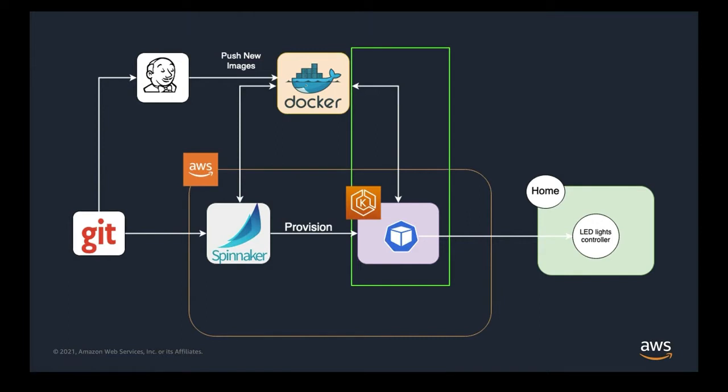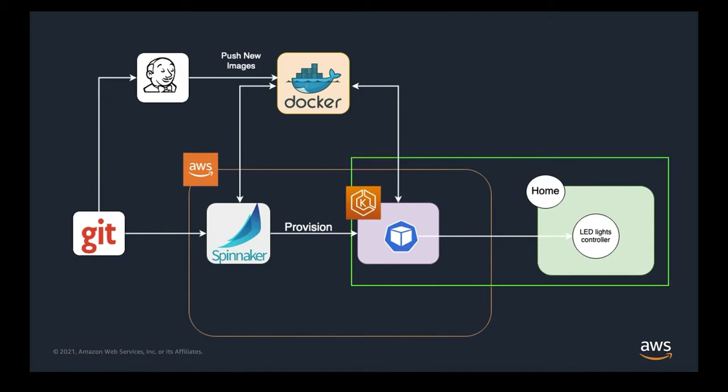And when Kubernetes receives that request, it's going to go out and talk to this Docker Hub registry and pull that requested image, and then start running the pod with that new image. Once that's done, that pod is going to be able to talk to my LED lights controller in my home. And that's how it is working right now.